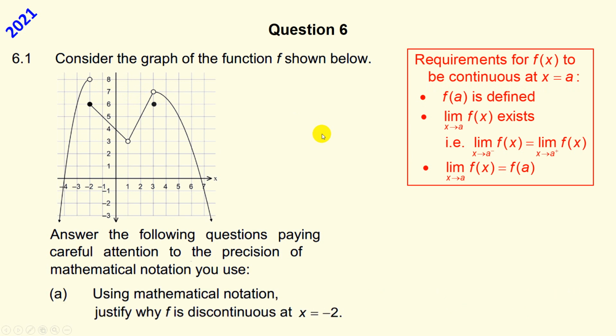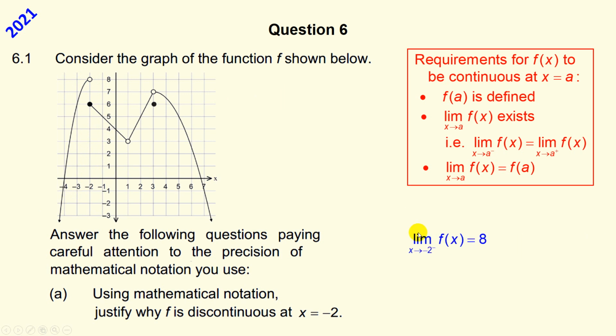Use mathematical notation to justify why f is discontinuous at x equals minus 2. So all we have to do is prove any one of these does not apply. Right, so x equals minus 2. Well, have a look, limit up there, limit down there.